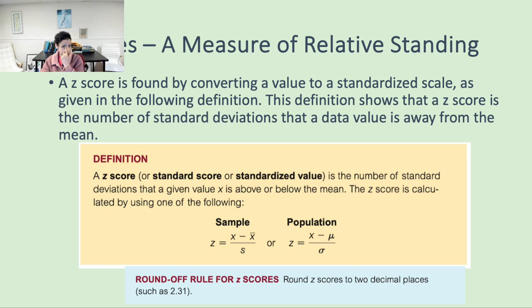Okay. And then in terms of rounding off rules, with z-scores, what we want to round to is 2 decimal places. We always want to round to 2 decimal places. So don't round to, for example, 2.3, but we do 2.33.